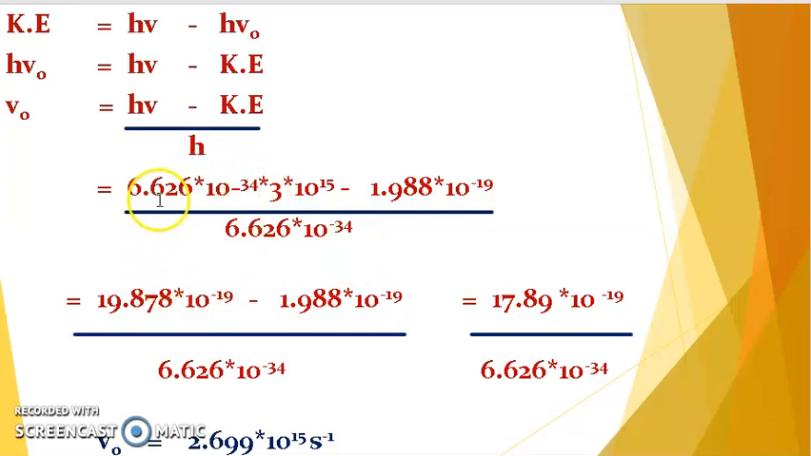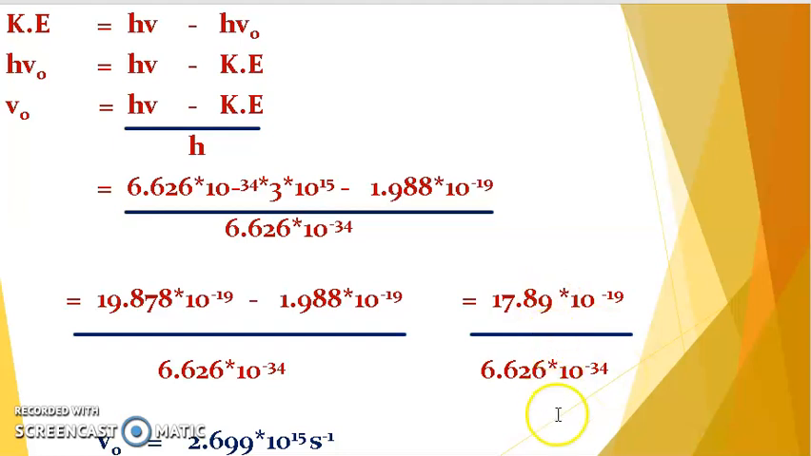Multiplying 3 by 6.626, you get 19.878 × 10^-19, because the power is -34 here and 15 there, so totally 10^-19. Then minus the remaining 1.988 × 10^-19. If you subtract, you get 17.89 × 10^-19, divided by 6.626 × 10^-34.